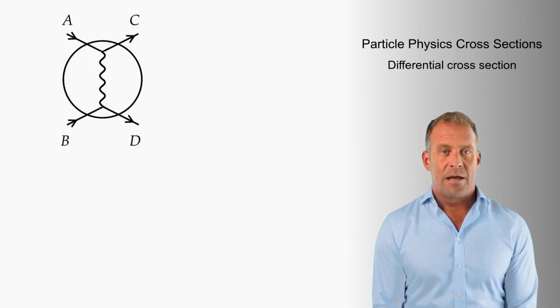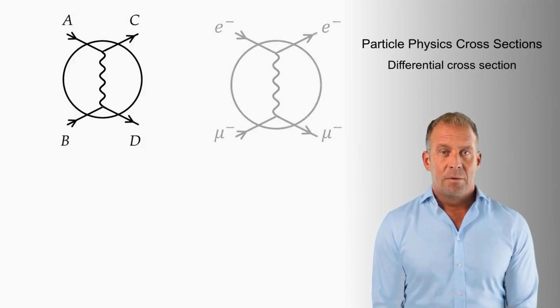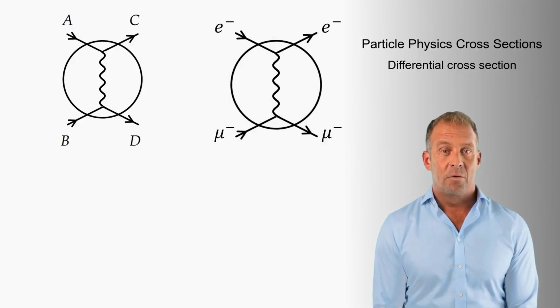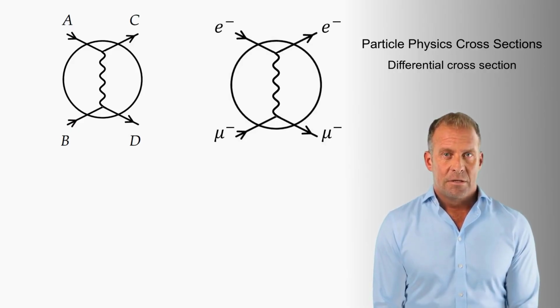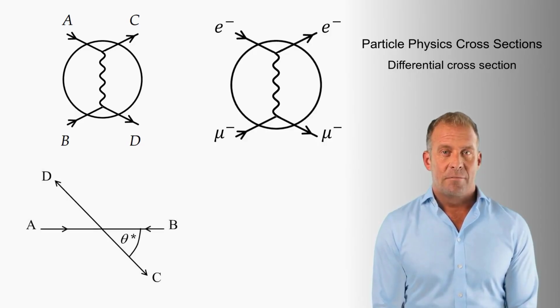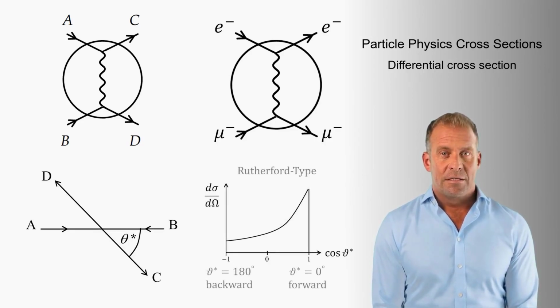Consider two incoming particles A and B that exchange a mediator and leave as C and D. An example is an electromagnetic interaction of an electron-muon scattering with photon exchange. In the center of mass frame of A and B, we study the scattering angle theta star at which C and D emerge. For exchange of a mediator, small angles around theta star equals 0 are strongly preferred, forward scattering. Backward scattering, theta star equals 180 degrees, is much rarer. This was already observed in the famous Rutherford experiment with alpha particles scattering off gold nuclei.